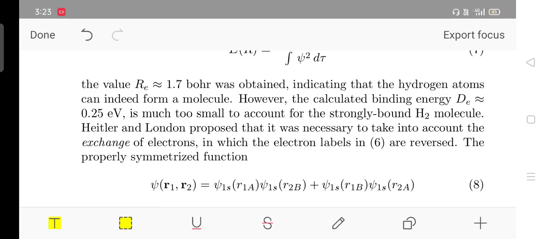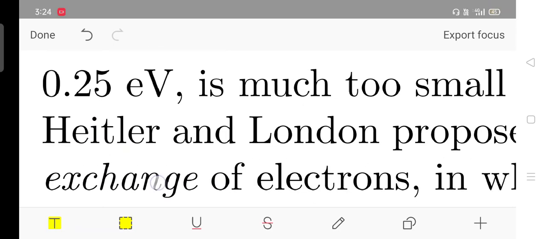So Heitler and London proposed that it was necessary to take into account the exchange of electrons also. First we took the first electron in the first state and the second electron in the second state. Now we exchange the electrons and then write the wave equation. That wave function will be the symmetric form, the symmetrized function. This is the wave equation.